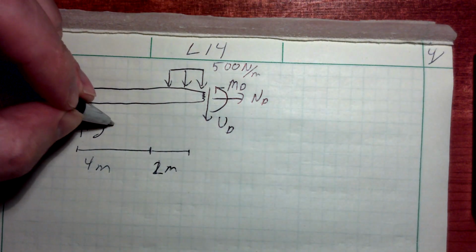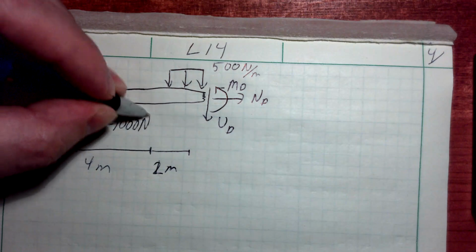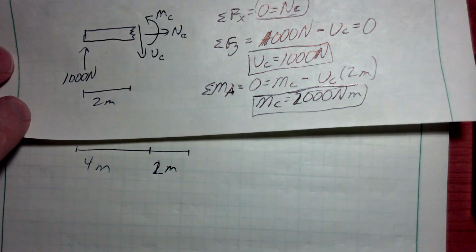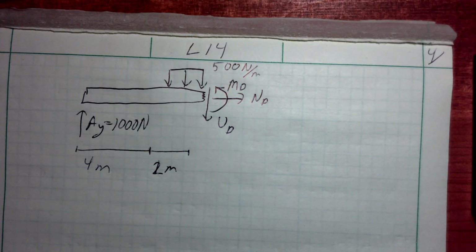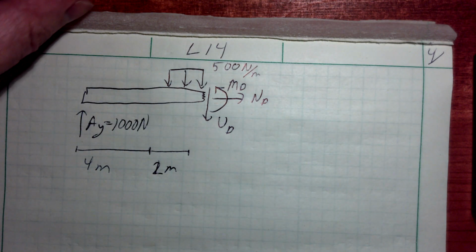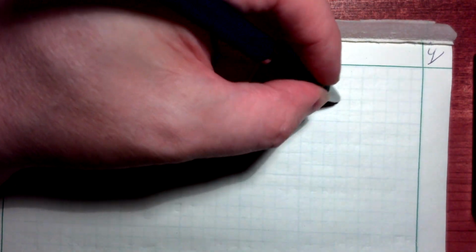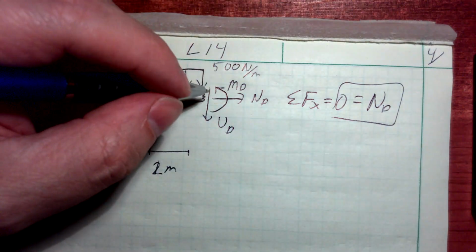And you could say AY is equal to 1,000 newtons. I should have just written 1,000 newtons like I did on this one. I don't know why I wrote AY there, but either one's technically correct. We've got a value for AY. I'm just going to write sum of forces in X equal to 0 right there, because I don't need a lot of room to simply say that the normal at point D is 0. There's one answer.